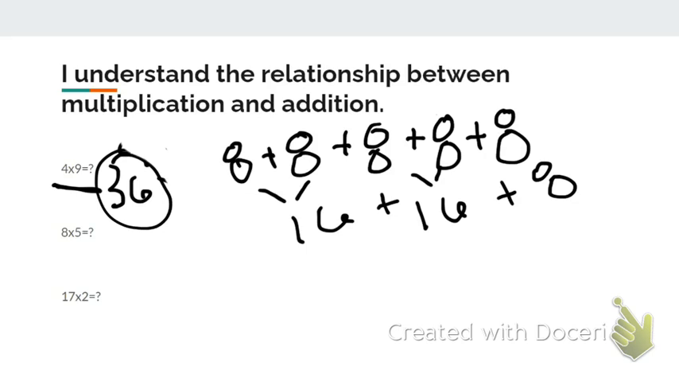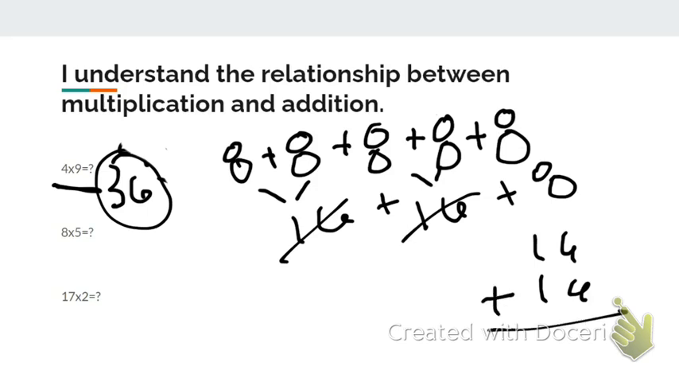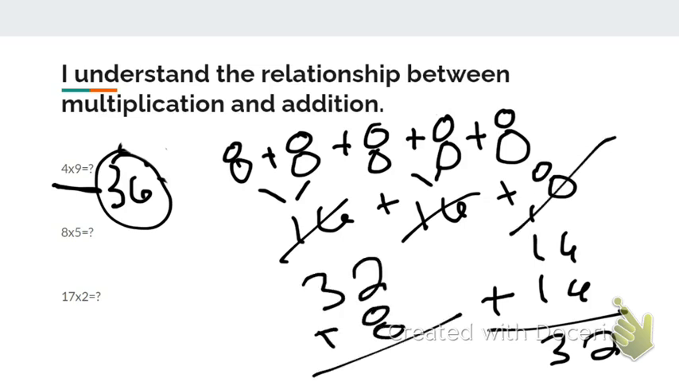Okay? Well, I have these big numbers, so 16 plus 16. I'm going to cross them off so that way I know I used them. 16 plus 16, well, 6 plus 6 is 12. 1 plus 1 plus 1 is 3, so 32. I'm not done, though, because I still have to add that last 8. So 32 plus 8, and that's why I crossed the other one out so I could see. 8 plus 2 is 10, 40.